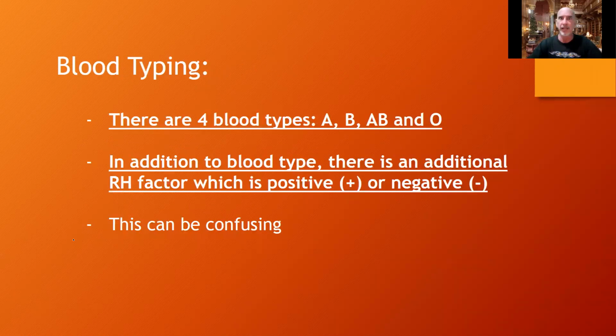So what's a blood type? Well, anybody out there not know what their blood type is? There are basically 4 types of blood types in the world. Type A, type B, type A and B, which is a combination of the two, and type O.